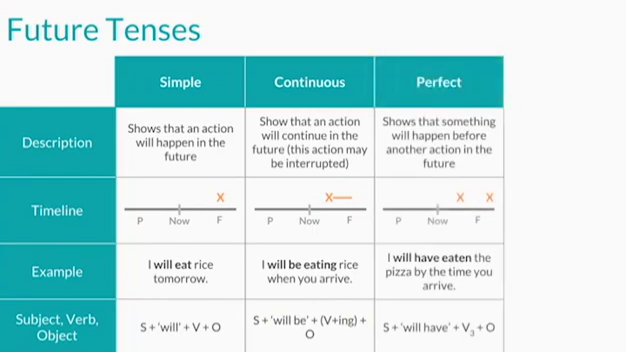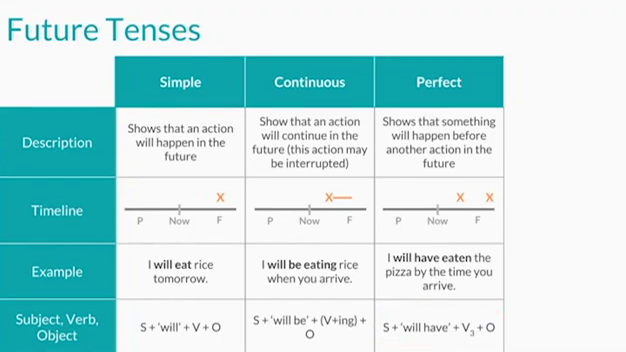Next, we have the future perfect tense. And we use this tense to show that some action in the future will happen before another action in the future. So here's our timeline, and here's the future. We have two different actions that are happening in the future, and note that one future action happens before the other future action. So for example, I will have eaten the pizza by the time you arrive. So the first action is that I will have eaten the pizza in the future by the time you arrive. This is the second future action. To construct this tense, you have to use this structure here.